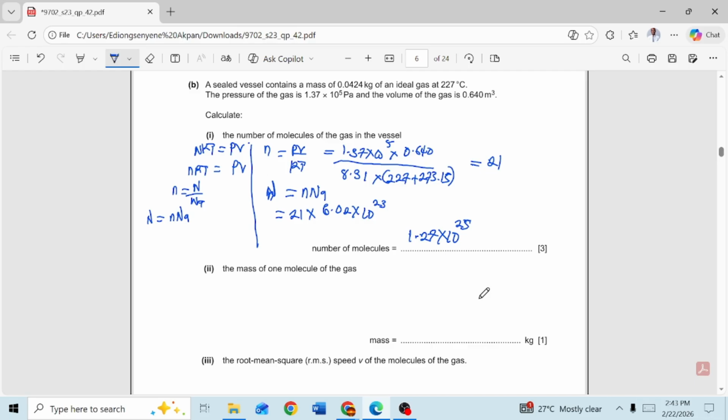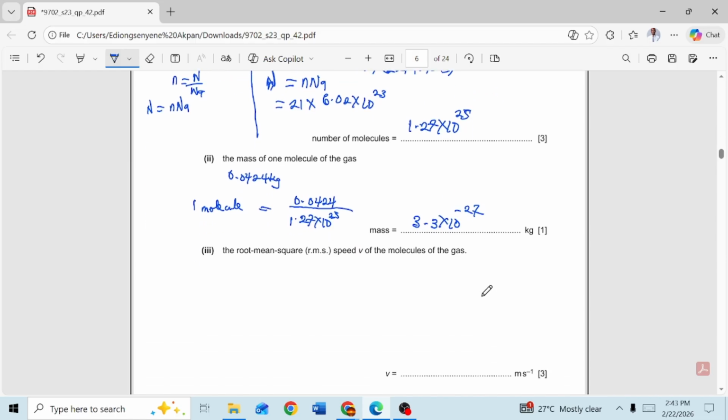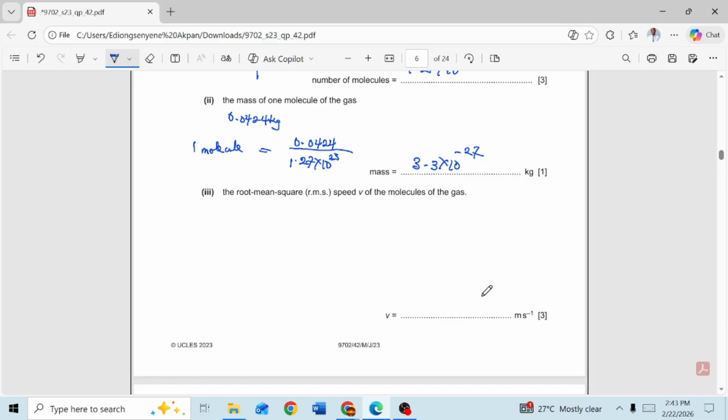Now, the mass of one molecule of the gas. The total mass is 0.0424 kilogram. One molecule will be equal to 0.0424 divided by the total number of molecules, which is 1.27 times 10 raised to the power of 25. This will give us 3.3 times 10 raised to the power of minus 27. Okay, that is sorted. The root mean square speed of the molecules of the gas.